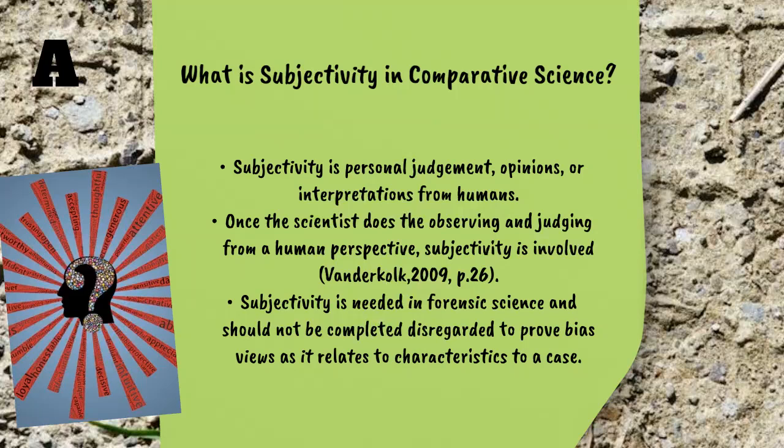So, what is subjective science? Subjectivity in comparative science. We notice that subjectivity is personal judgment, opinions, and interpretations. Although subjectivity can lack proven data, it should not be frowned upon. It can be beneficial as it relates to forensic science, but some people prefer objectivity because objectivity will prove more data or will have more reliability or credibility than subjectivity.